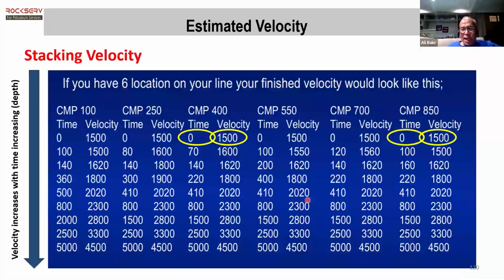By the end of the day, you can display something interesting in front of you: each common midpoint, at the same time, the time, and then the velocity at each time. So you can come up with these nice velocities, and take care that we are putting time 0 with velocity 1500. This is the velocity of the water. So at time 0, the velocity is 1500 because we consider our reference the water, and the water velocity, in this case marine data, is 1500. But you can display this nice velocity vertically, and this is a kind of interval velocity.